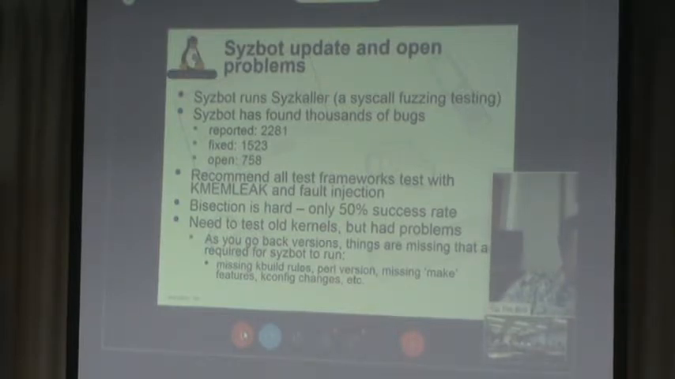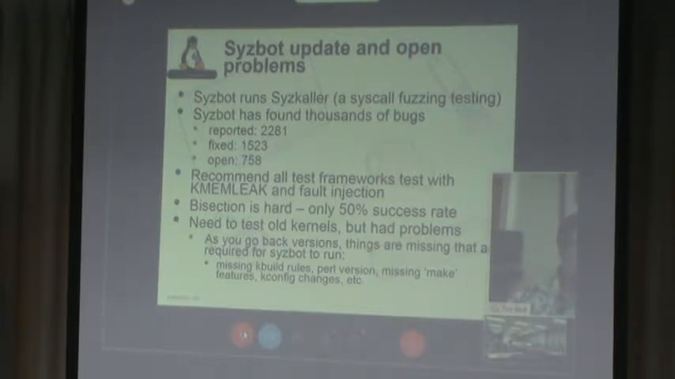So this talk was pretty interesting. It recommended that all test frameworks test with KMEMLEAK and fault injection. That's one of the secrets to them finding so many bugs. When they find a bug, obviously same type of thing, they try to do bisection, but this is a very hard thing. They find out they only have about a 50% success rate. So if they find a bug, they know there's a bug in the mainline kernel, but only 50% of the time can they actually go back and bisect it.